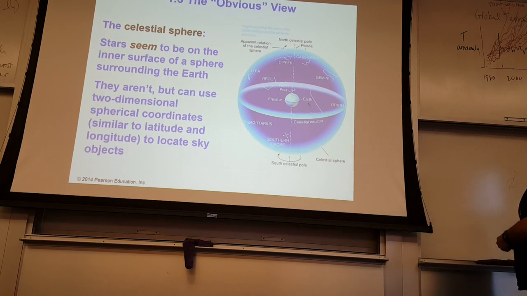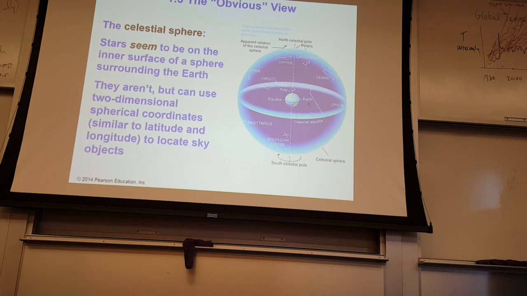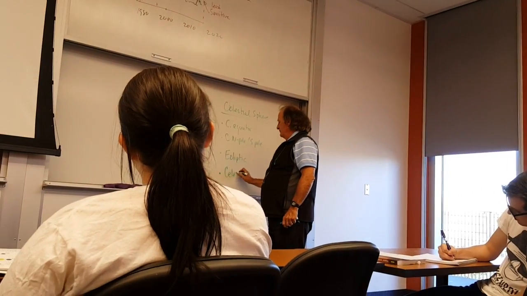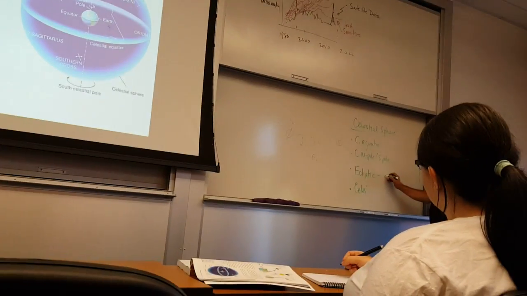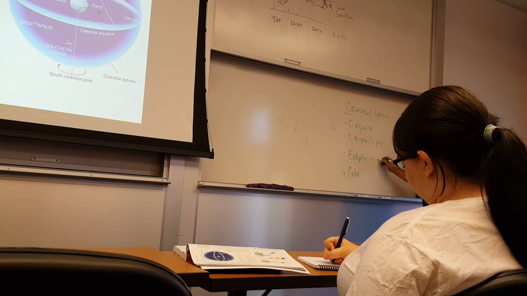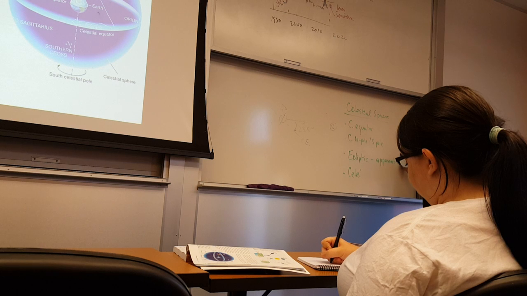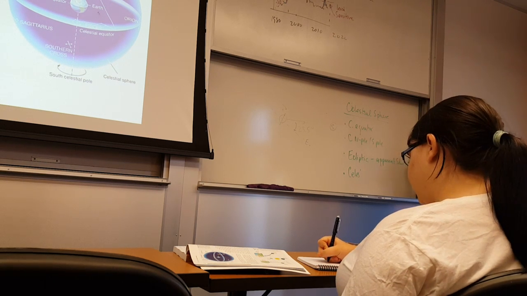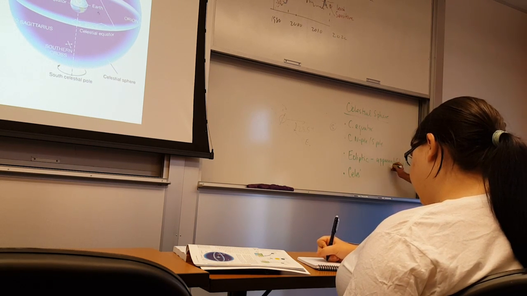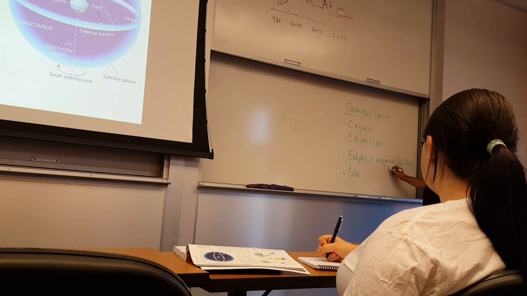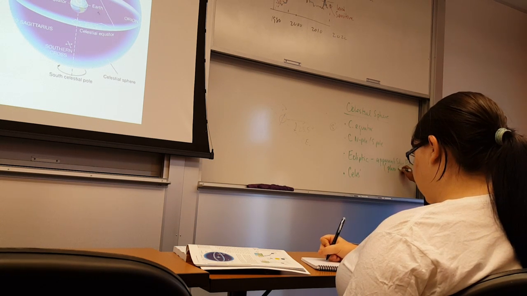Basically the sky, you can split with something called a celestial meridian. The ecliptic, maybe I'll put down as the apparent solar path, but actually the plane of Earth's orbit.